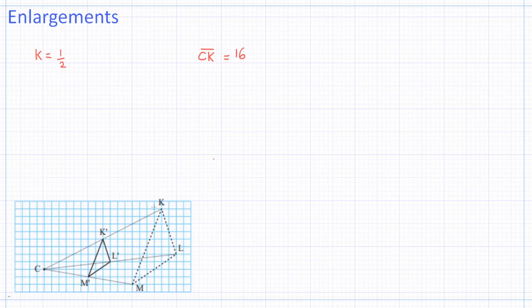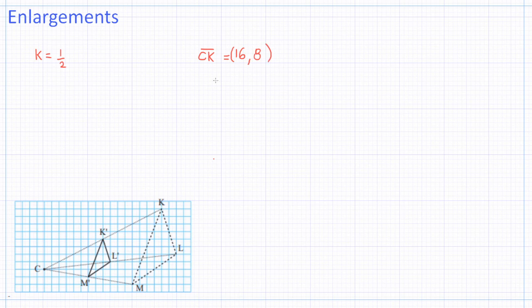If you count all the squares, x was 16, and our height, sorry, our point K. So our height, 1, 2, 3, 4, 5, 6, 7, 8.